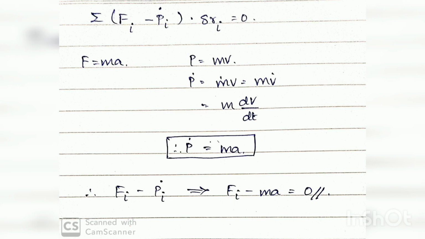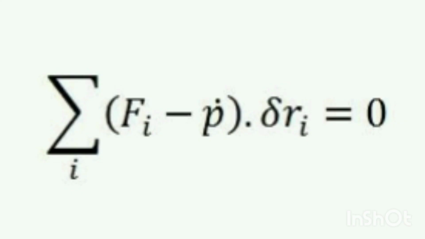Here, delta ri denotes the virtual displacement of the ith particle, and the summation is to add up all the particles present inside the system. Thus, the principle says summation over i of (Fi minus P dot i) times delta ri is equal to 0.